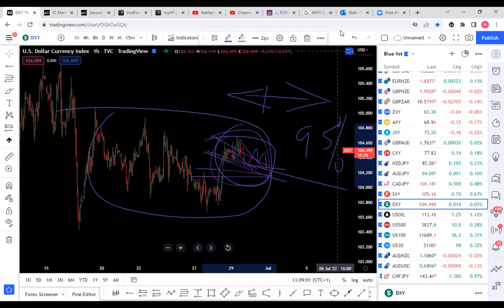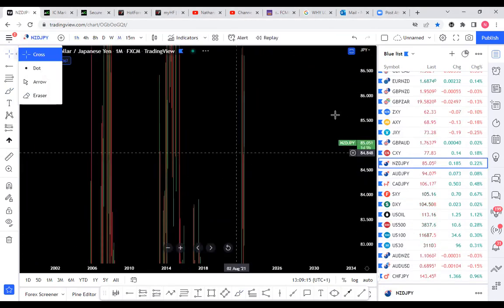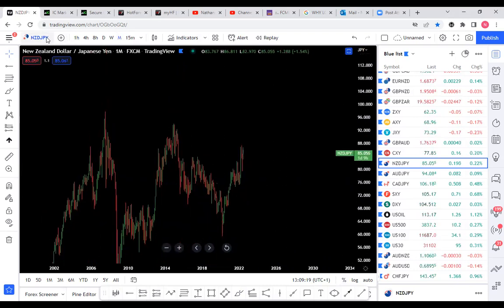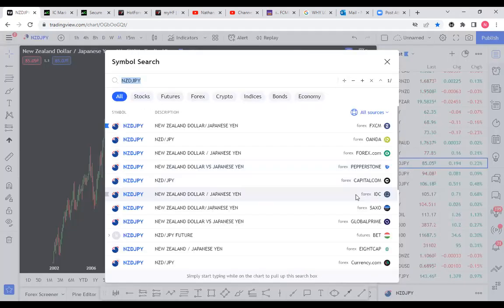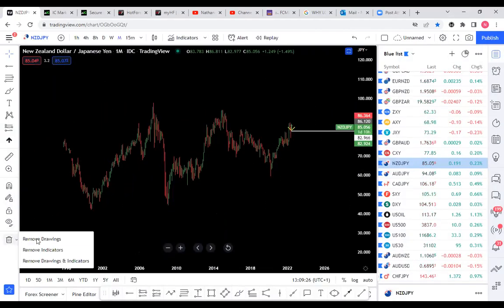Any other question for quality day? NZD, somebody say NZD JPY? Okay, let's look at NZD JPY. NZD JPY, monthly. Let's go to IDC. IDC will offer us better data.